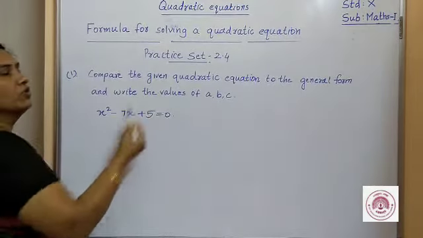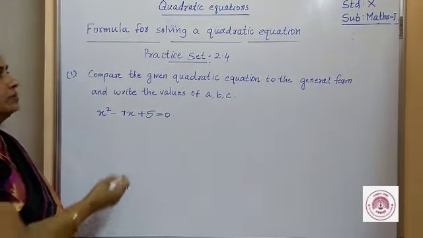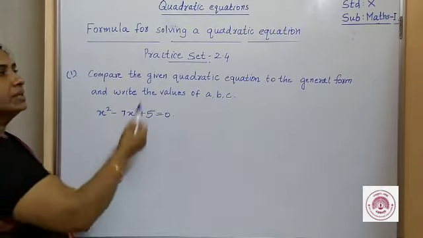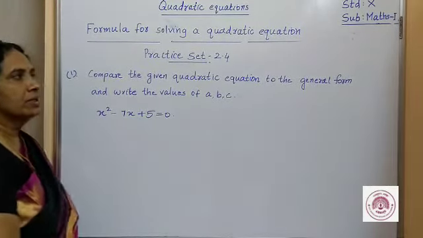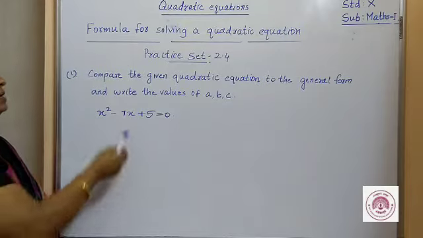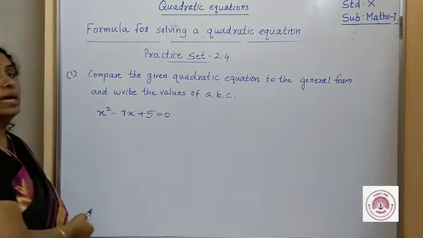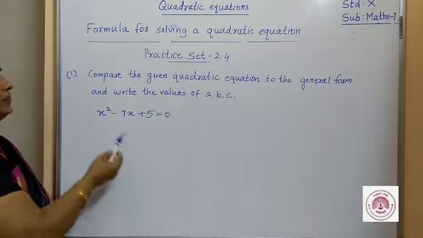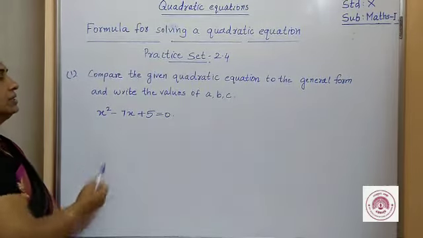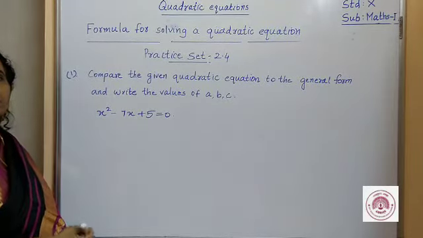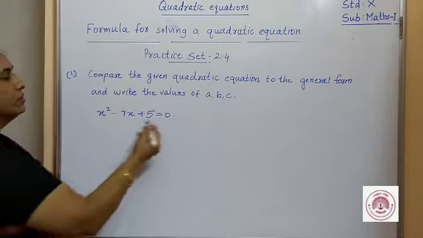Now, let us solve practice set 2.4. First question, compare the given quadratic equation to the general form and write the values of a, b and c. The given quadratic equation is x square minus 7x plus 5 is equal to 0.